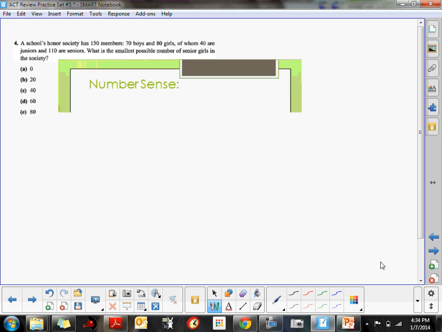Here's what we have. We have 150 members in a National Honor Society. They're broken down by gender. And if we break it down by gender, we know that there are 70 boys and there are 80 girls. That gives us a total of 150 members of the National Honor Society, which they told us. So if we add those boys and girls, it equals 150.